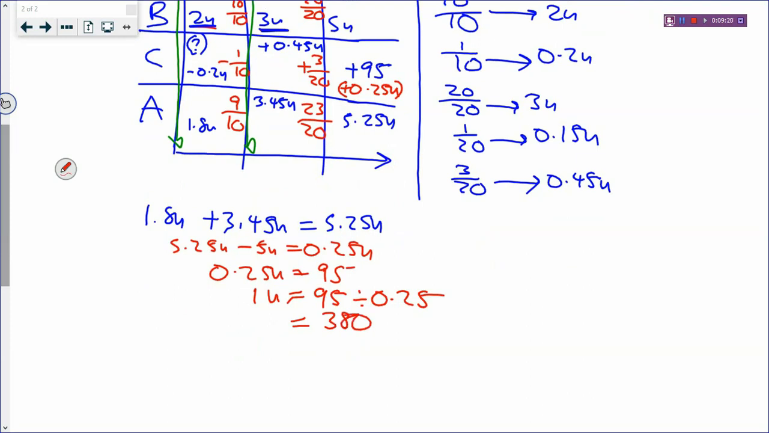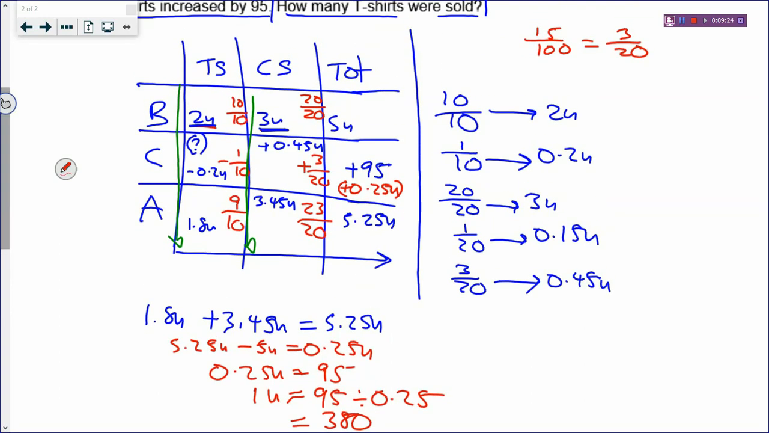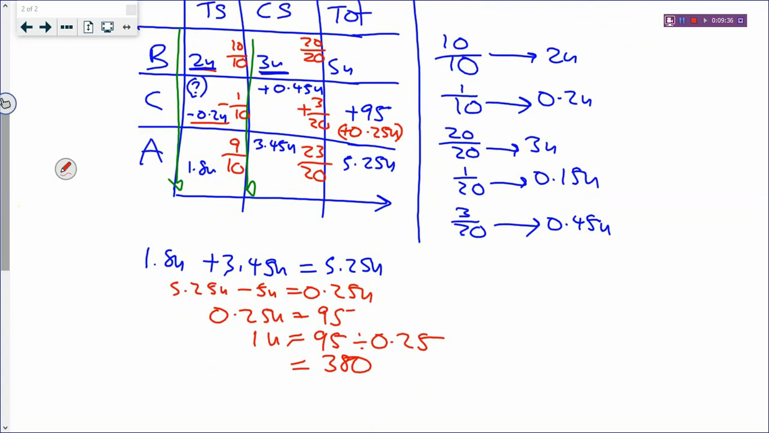And then you look at the question mark. What did the question say? How many t-shirts were sold? So you can see that 0.2 units of t-shirts were sold. So can you find how many 0.2 units is? Yes, I can. So you write down 0.2 units is equal to how many? If 1 unit is 380, then you just take 380 and you multiply by 0.2.